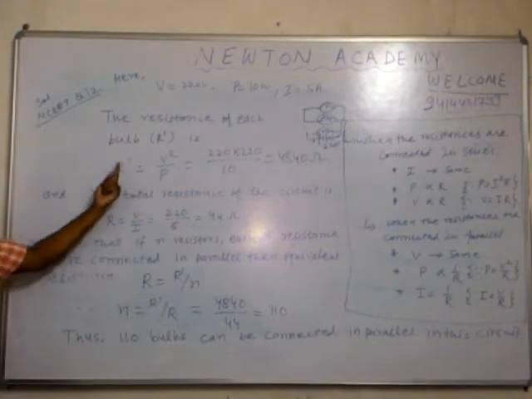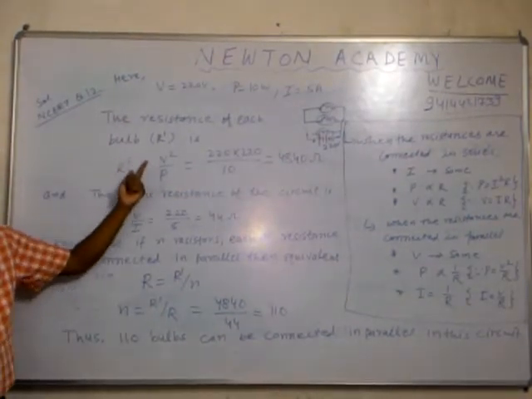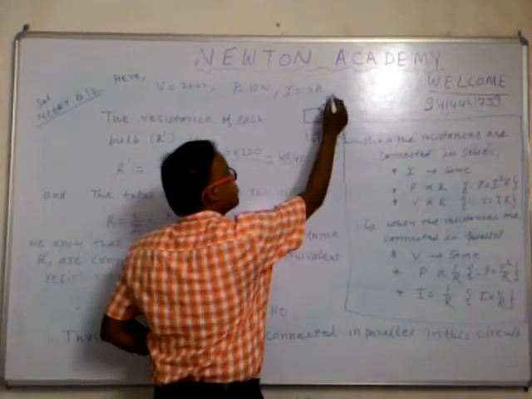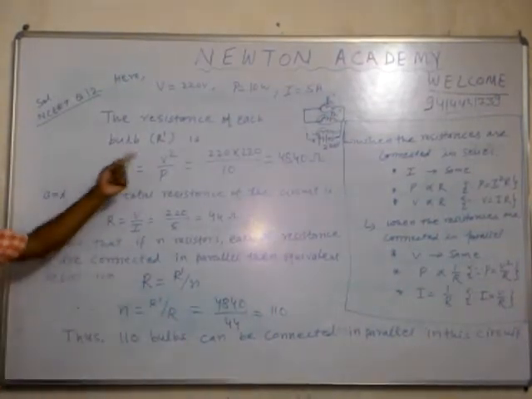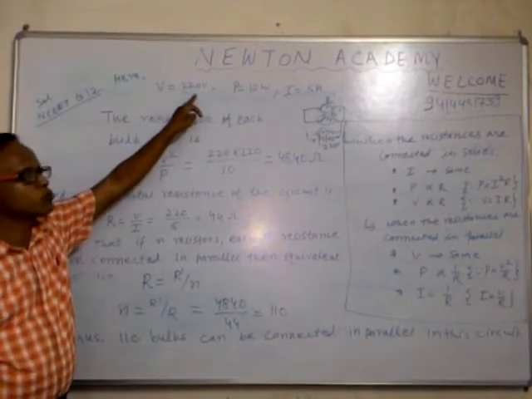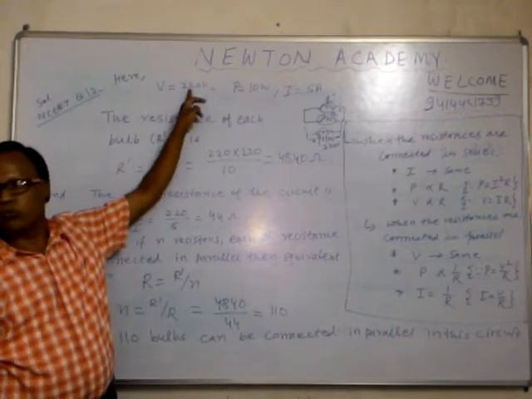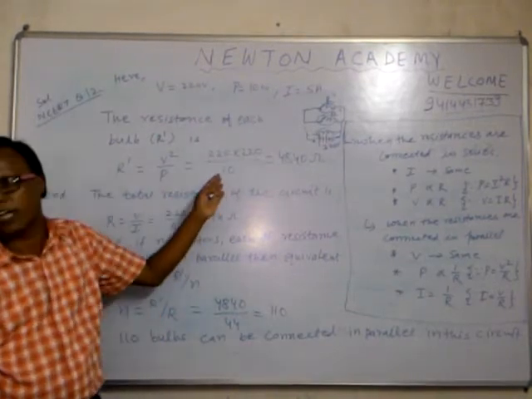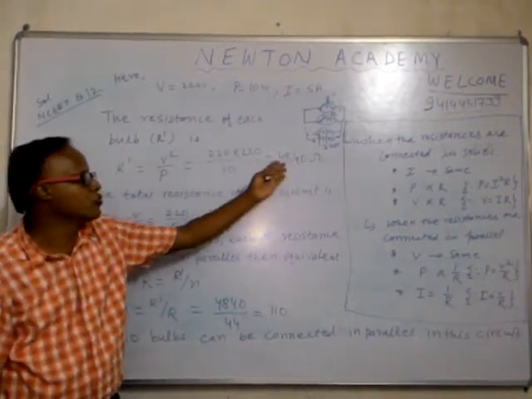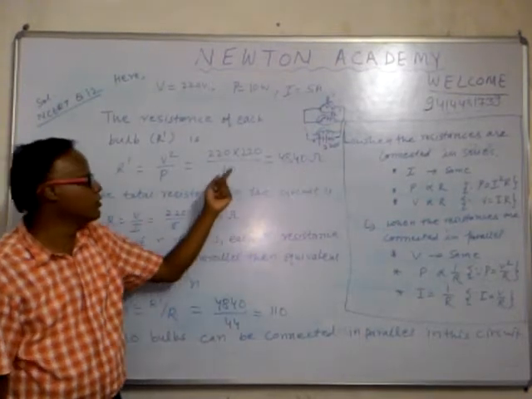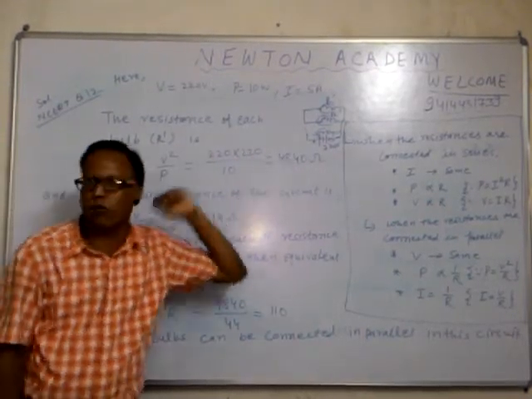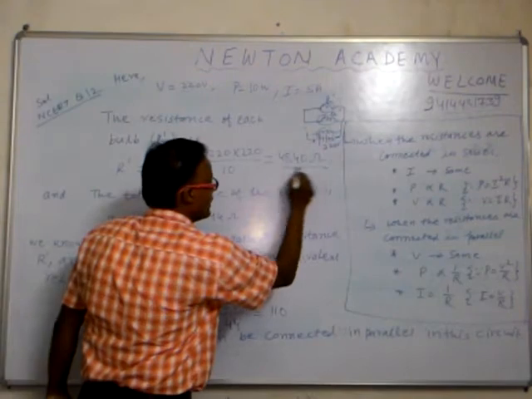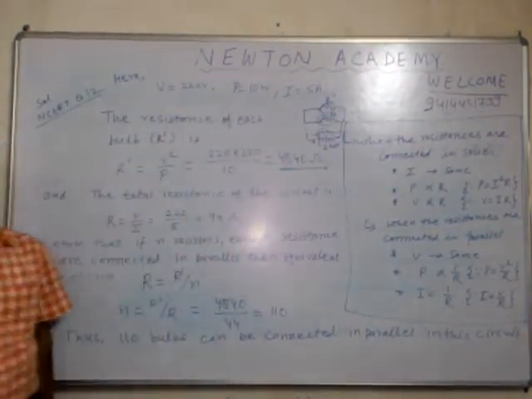So I use this relation. I get R dash is equal to V square by P. Here I assume R dash is the resistance of each bulb. The value of V is the given supply voltage, 220 volt. Substitute here the value of V, 220 volt. So 220 into 220, power is given 10 watt, divided by 10 watt. When you simplify it, you get 4840 ohm. 0 to 0 cancel. 22 into 22 is 484 and 1. So this is the value of the resistance of each bulb.